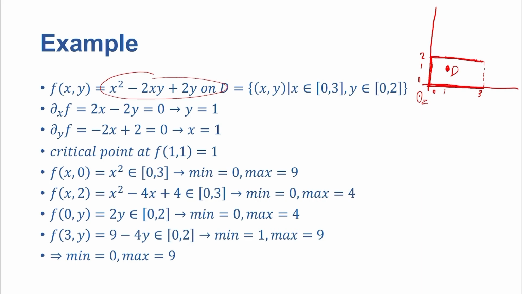Now, finally, what we have is this final leg of our domain boundary, which is going along x equals 3. So we take f(3, y) equals 9 minus 4y, plugging into our function, and that's between 0 and 2. Again, solving using your optimization, or solving for the boundary conditions, we have that the minimum is equal to 1 and the maximum is equal to 9.